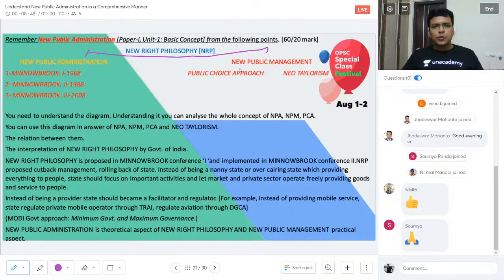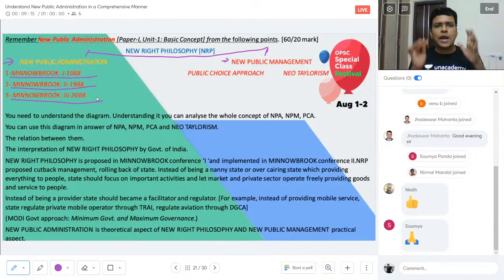But I suggest you draw this diagram at the start of the answer. New right philosophy branches in two ways: one is new public management, and one is new public administration, NPM and NPA. Below new public administration, there are three conferences: Minnowbrook 1 in 1968, Minnowbrook 2 in 1988, and Minnowbrook 3 in 2008. The way you start will define how you will write. Easily remember: 68 plus 20, 88 plus 20, 2008.